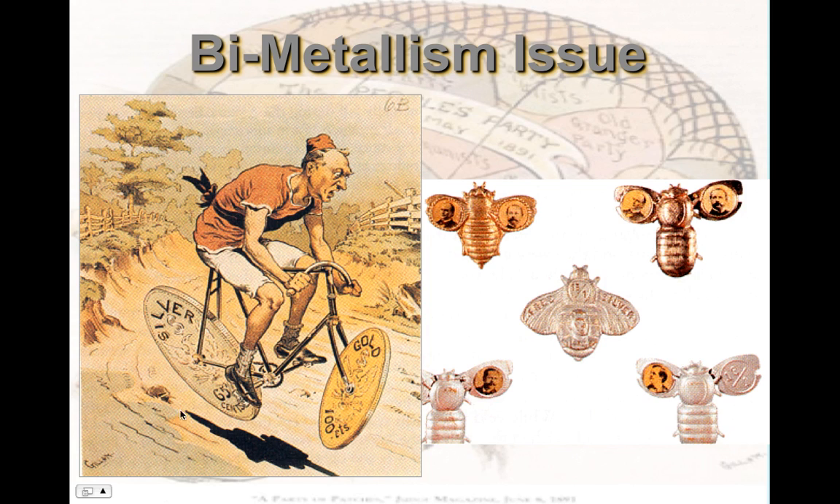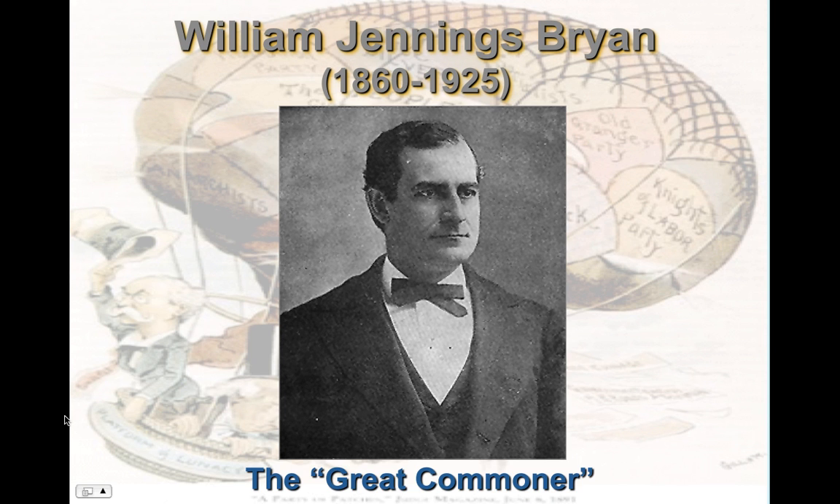As you can see, this is a picture of William Jennings Bryan riding a bike, and the wheels are made out of silver and gold, as you can see. Not really working out all that well for him.